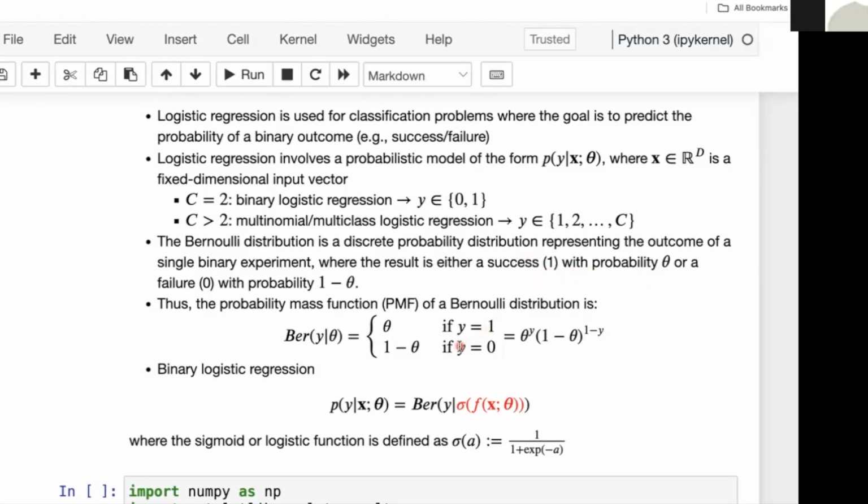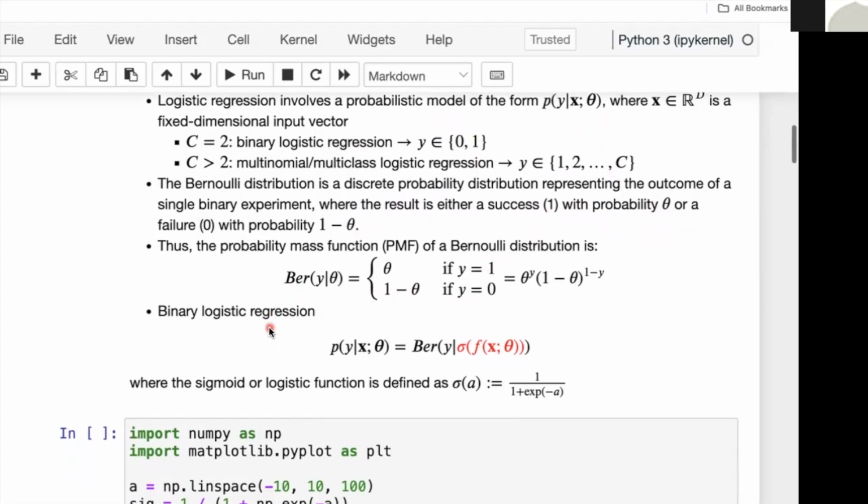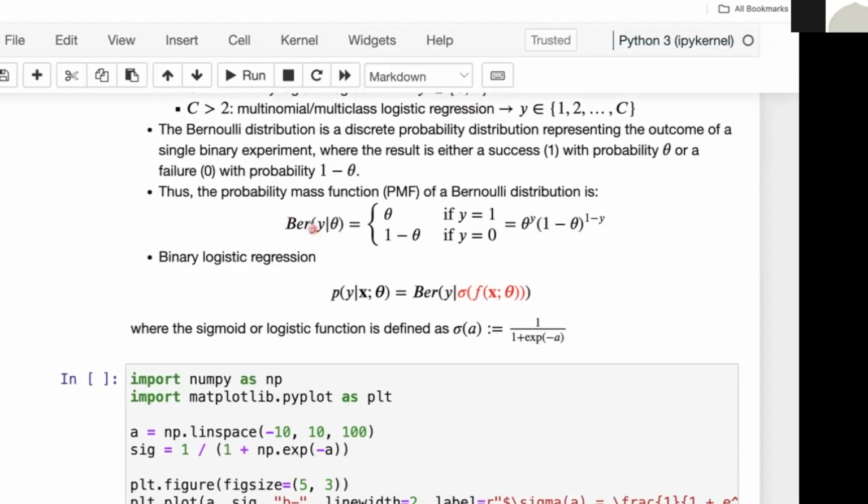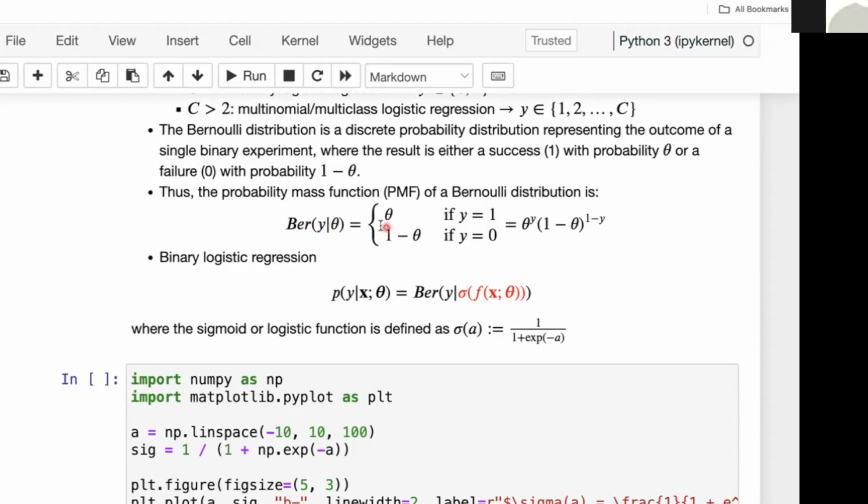which is 1. To make this a little bit more formal, we can look at the probability mass function, or PMF, of a Bernoulli distribution. I use BER for the Bernoulli distribution of this variable y given this parameter theta. If y equals 1, the probability is theta. If y equals 0, it is 1 minus theta.